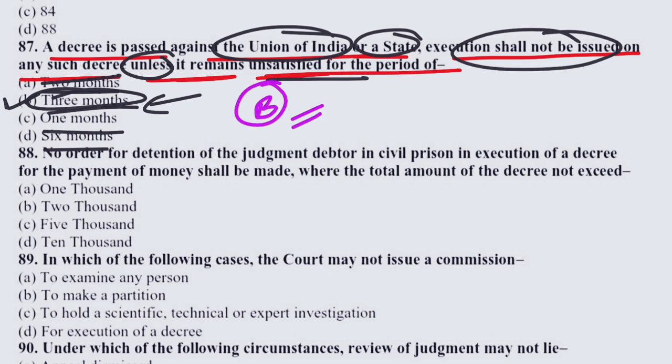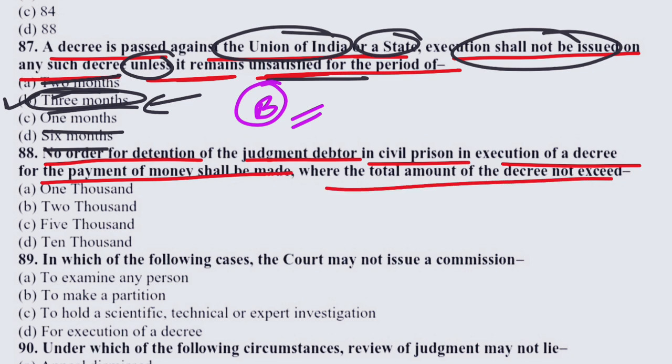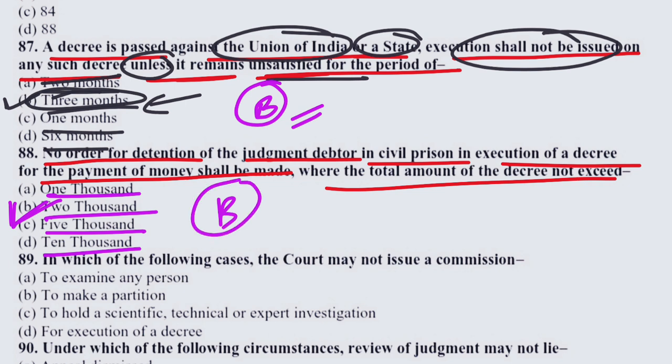Okay, so now to next question. Next question is, no order for detention of the judgment debtor in civil prison in execution of a decree for the payment of money shall be made where the total amount of the decree does not exceed. Okay, so the options are 1000 rupees, 2000 rupees, 5000 rupees and 10,000. So in this case the correct option would be 2000 rupees, that means option B. Option B would be the correct answer.